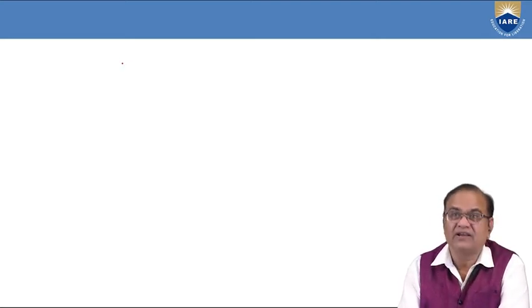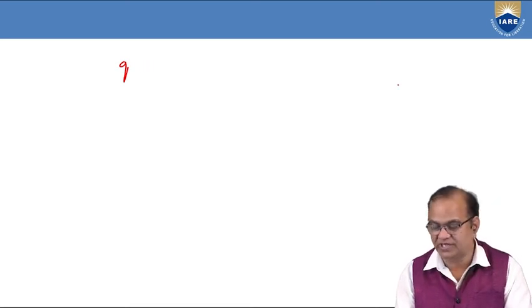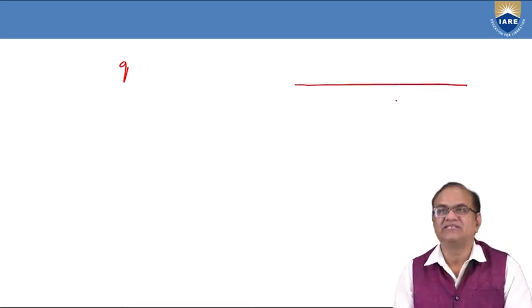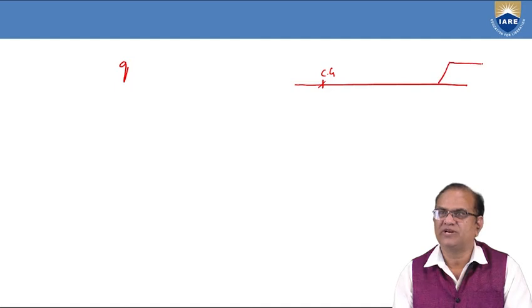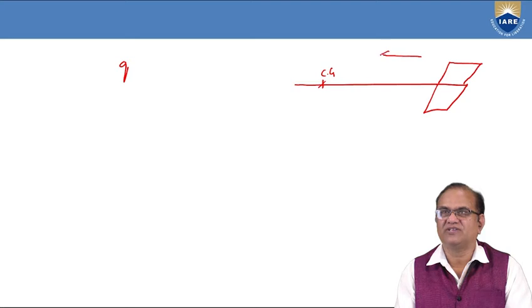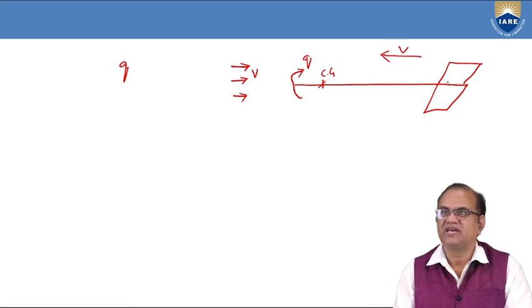So now if we talk about Q, what is Q? This is the aircraft axis, and this is the center of gravity. If I put a tail here, and the aircraft is going with velocity V, so the relative velocity is V here. And if you give a pitch rate Q, here is the aerodynamic center AC of the tail.